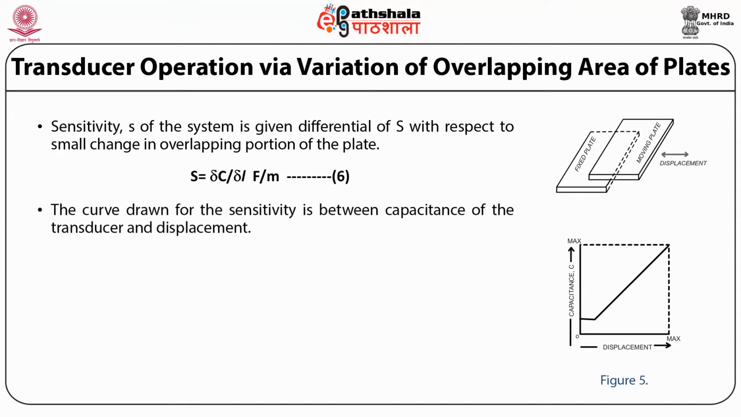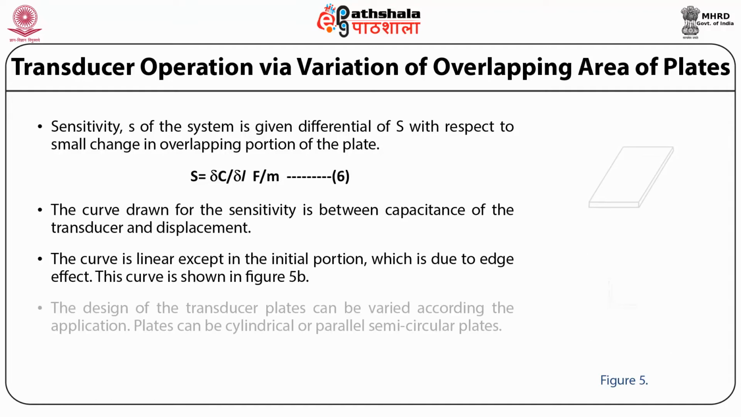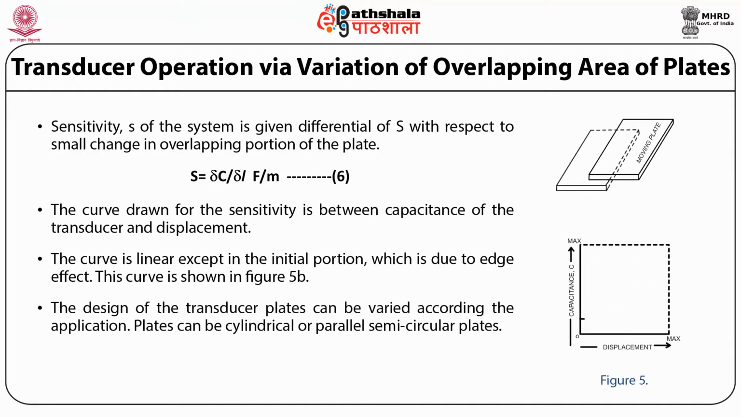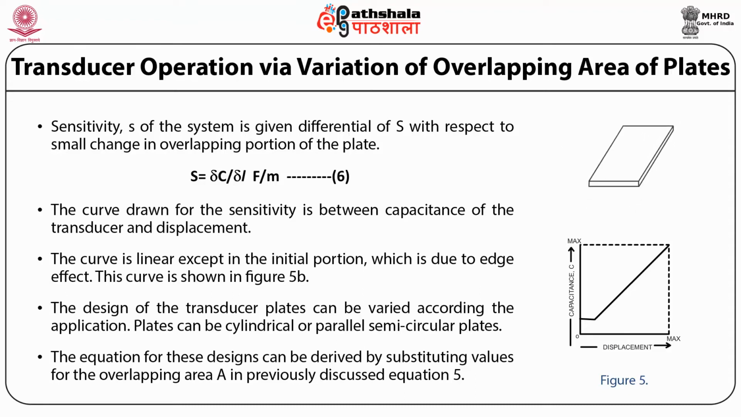The curve drawn for the sensitivity is between the capacitance of the transducer and the displacement. The curve is linear except in the initial portion, which is due to the edge effect. This curve is shown in figure 5b. The design of the transducer plates can be varied according to the application. Plates can be cylindrical or parallel semicircular plates. The equations of these designs can be derived by substituting values for the overlapping area in the previously discussed equation 5.